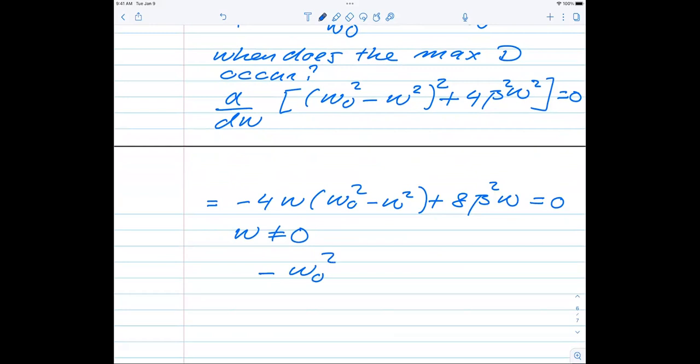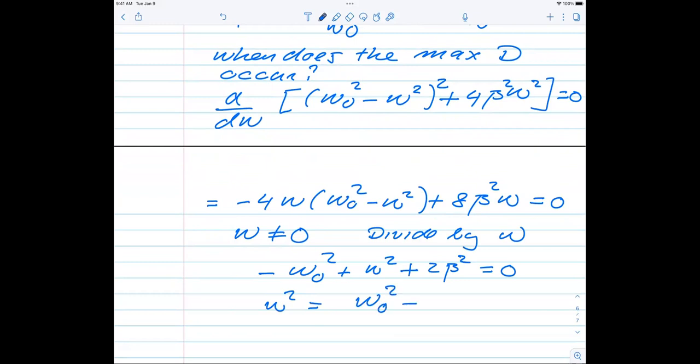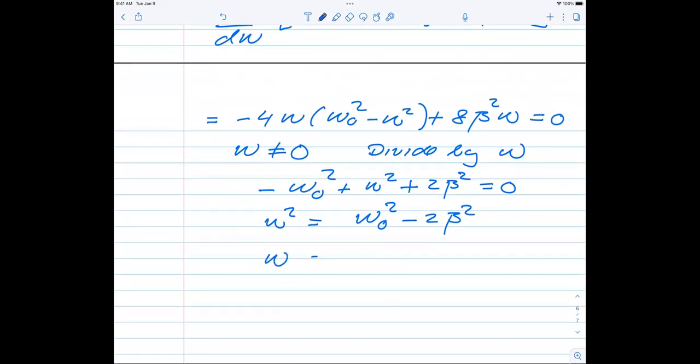We divide by 4, so we have a factor of 2 in front of the other term. So we get an omega 0 squared minus omega squared plus 2 times beta squared, and this is equal to 0, which means that omega squared is equal to omega 0 squared minus 2 times beta squared. And omega is then, since the frequency is a positive quantity, given by the square root of omega 0 squared minus 2 beta squared.